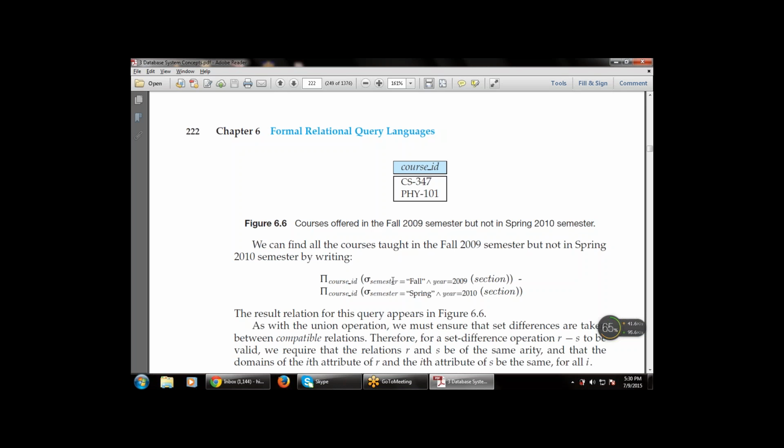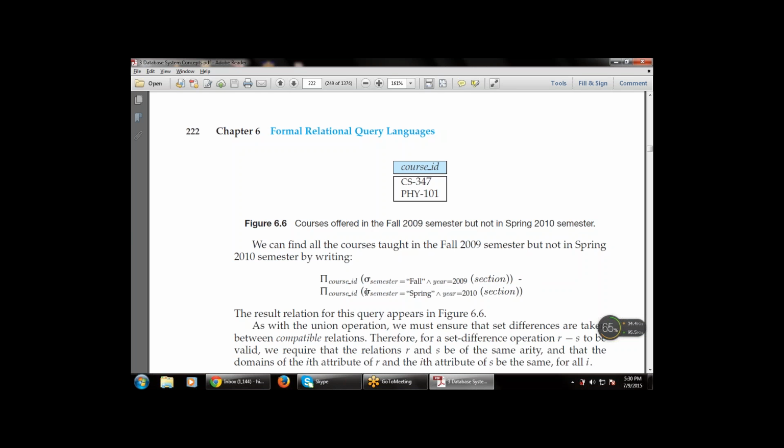Then semester equals fall and year equals 2009. What is the relation name? That is section. Then there is course ID, semester equals spring and year equals 2010, that is also section. So there is a negative sign in between these two.